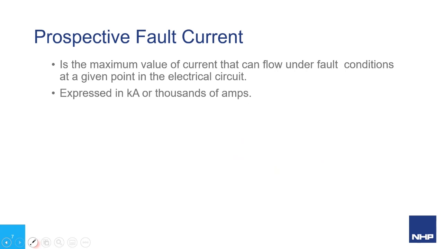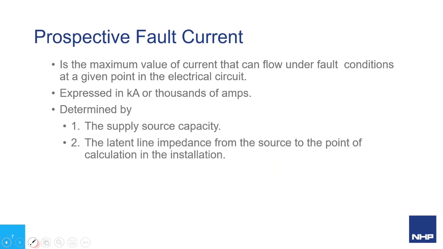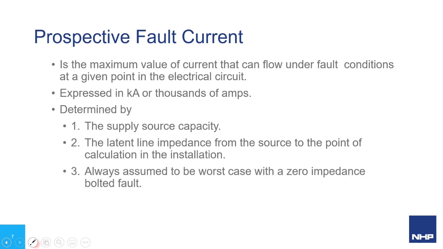Fault current is expressed in kA or thousands of amps. It's determined by the supply source capacity. It's regulated by the latent line impedance from the source to the point of calculation in the installation, and this can be at any point in the electrical system. We always assume it to be the worst case scenario calculated on a zero impedance bolted short circuit fault, which we'll explain a little bit later.